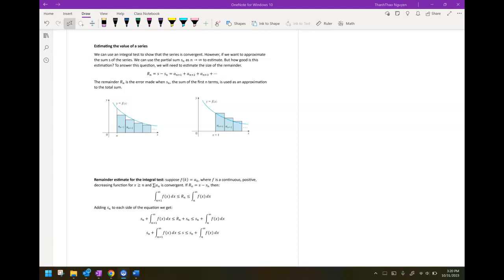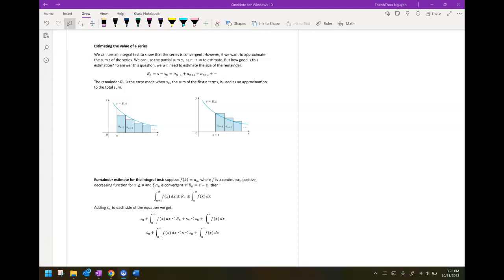The remainder R sub n is equal to the sum minus S sub n, and that equals a sub n plus 1 plus a sub n plus 2 plus a sub n plus 3, and so on and so forth. The remainder R sub n is the error made when S sub n, the sum of the first n terms, is used as the approximation to the total sum.